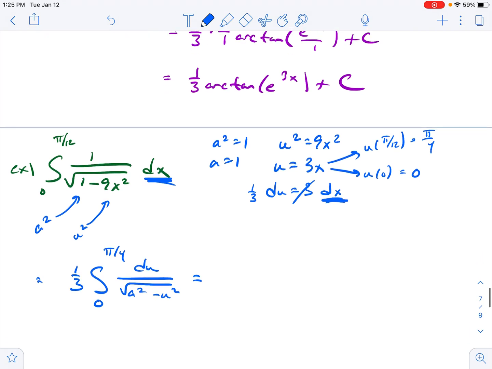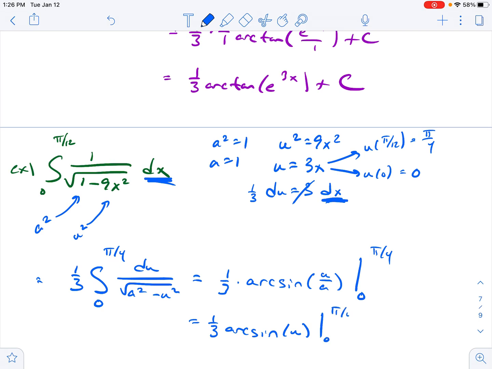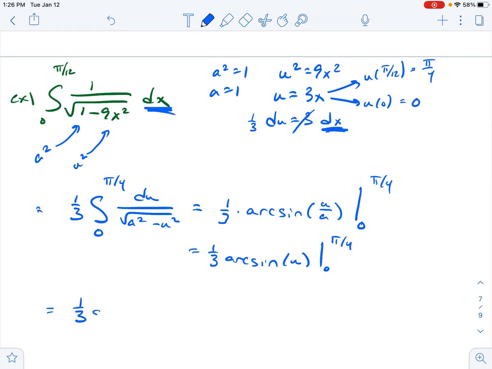So again, we've now got our inverse sine integral. We'll keep the 1/3. Here we get back arc sine of u over a, bounded from 0 to pi over 4. So we get 1/3 arc sine of u over what was a? 1. So arc sine of u from 0 to pi over 4. Here we're going to have 1/3 inverse sine of pi over 4 when I evaluate top minus bottom, minus 1/3 the inverse sine of 0.